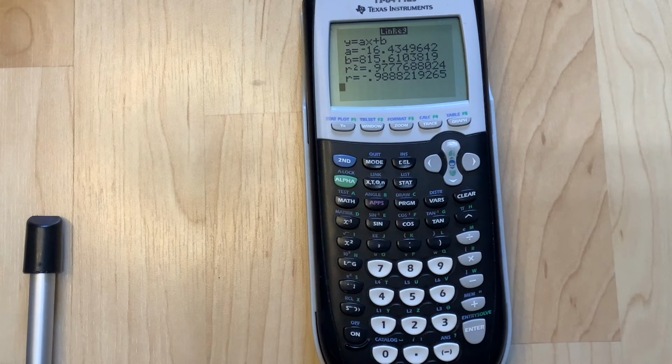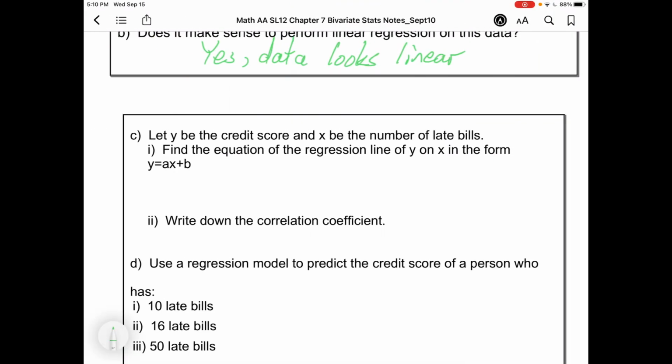Let's write that down. So it says let y be the credit score, x be the number of late bills. The equation would be this: y equals negative 16.4, that was the a value, x plus 816 to 3 sig figs. The correlation coefficient that we saw is negative 0.989. If the correlation coefficient is not coming up for you, then you need to go into catalog, which is second zero, and go down until you see diagnostic on and double tap enter.